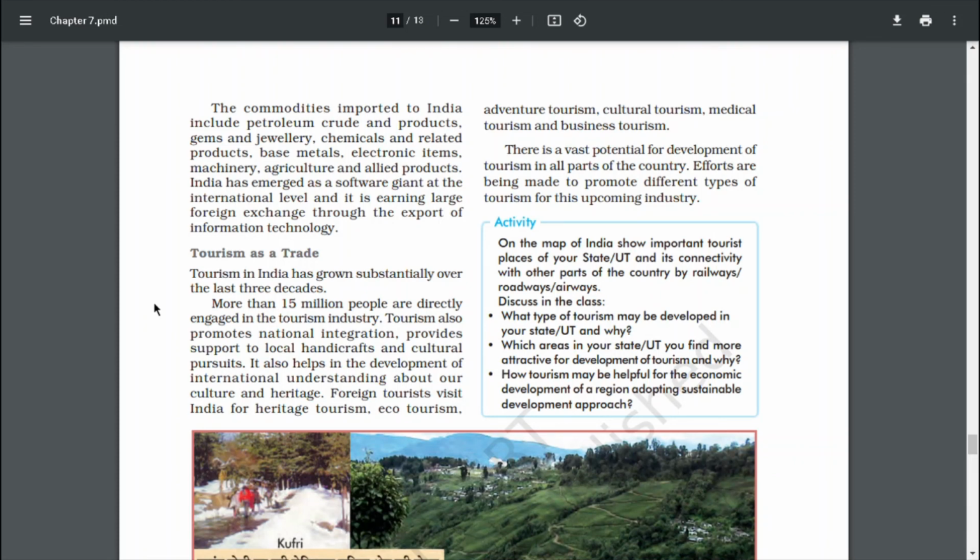India has emerged as a software giant at the international level, and it is earning large foreign exchange through the export of information technology.